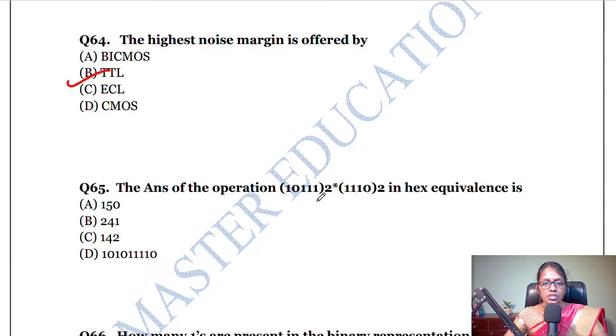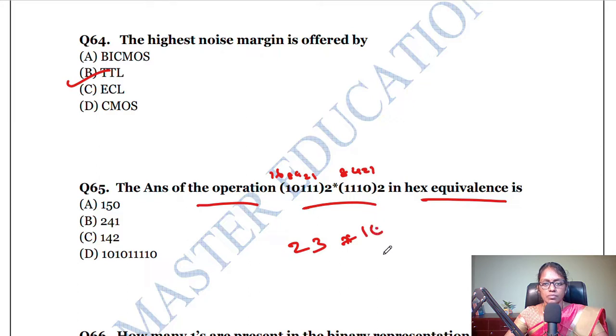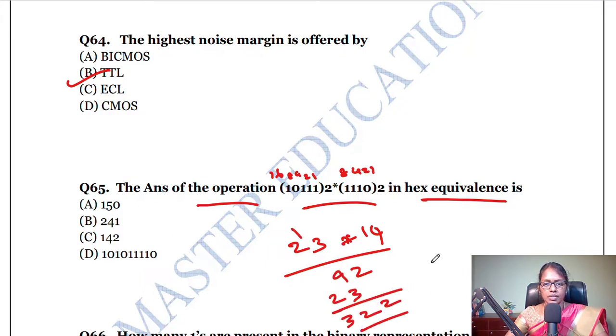The next question is the answer of the operation in hexadecimal equivalence. First we have to find the binary value: 1, 2, 4, 8, 16. So 16 plus 8, 23. 23 into 8, 4, 2, 1. What is the value for this? 10, 14. So when you multiply, this is also already explained, no? 1, 4, 2.